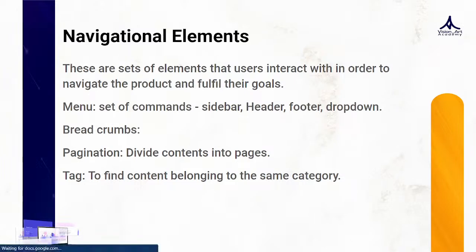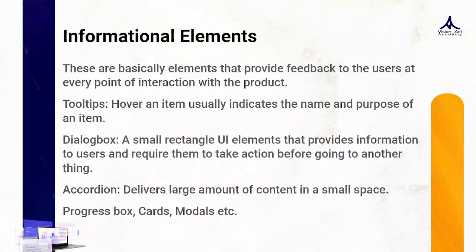So then we also have what's called informational elements. Informational elements are basically elements that provide feedback to users at every point of interaction with the product. As the name implies, it provides information to users. When you click on something, you get to know more about that. That's where you read about properties of some elements, information related to that element.